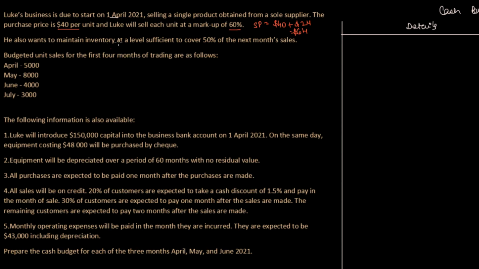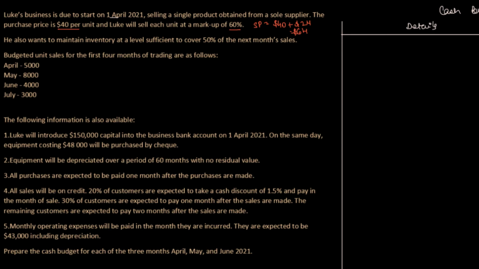He also wants to maintain an inventory at a level sufficient to cover 50% of next month's sales. So let's say they're talking about April. At the end of April, they want 50% of May's sales to be kept as finished goods inventory. Budgeted sales for the next 4 months, April, May, June, July are given.